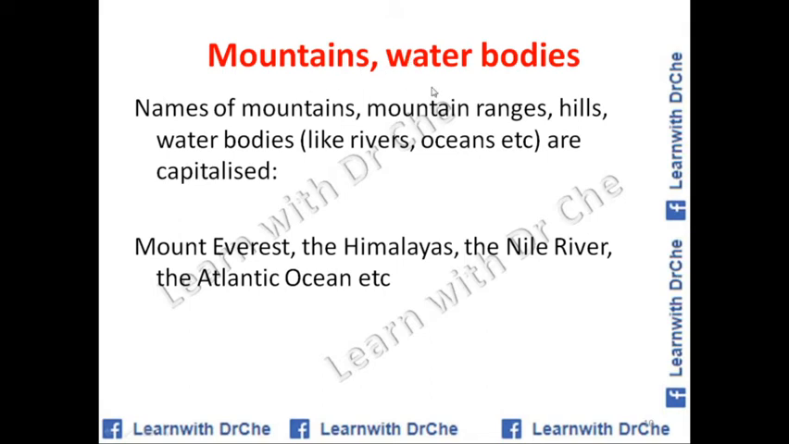With mountains and water bodies, we use capital letters. Names of mountains, mountain ranges, hills, and water bodies like rivers and oceans are capitalized when they are specific. For example, Mount Everest, the Himalayas, the River Nile, the Atlantic Ocean. So we use capitals.